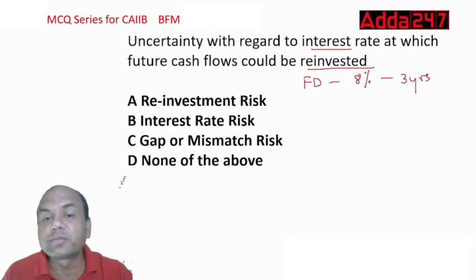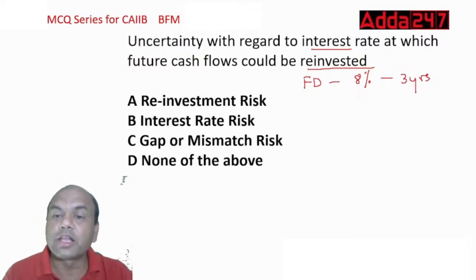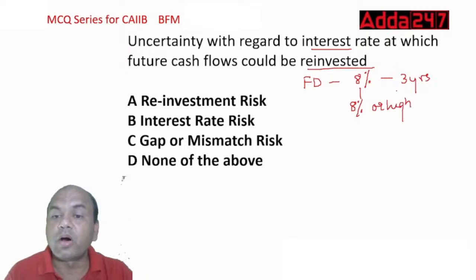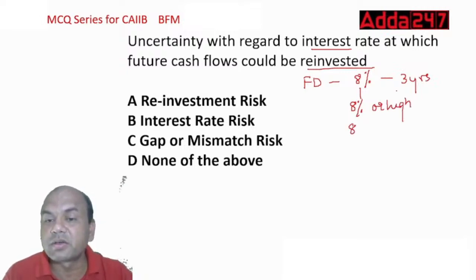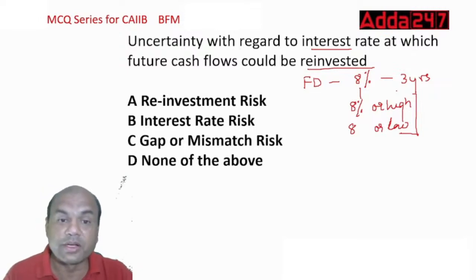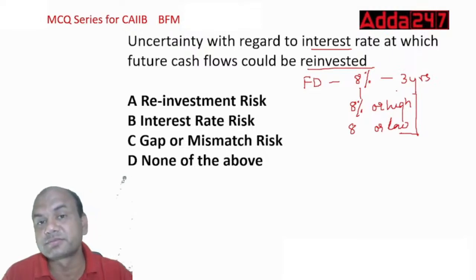So what is reinvestment risk, or what is the risk in this? After 3 years, will I be getting the same rate of interest of 8%, or higher, or will I be getting 8% or lower? So this is known as which risk? Will I be getting the same rate or higher or lower? Is it reinvestment risk, interest rate risk, gap or mismatch, none of these?